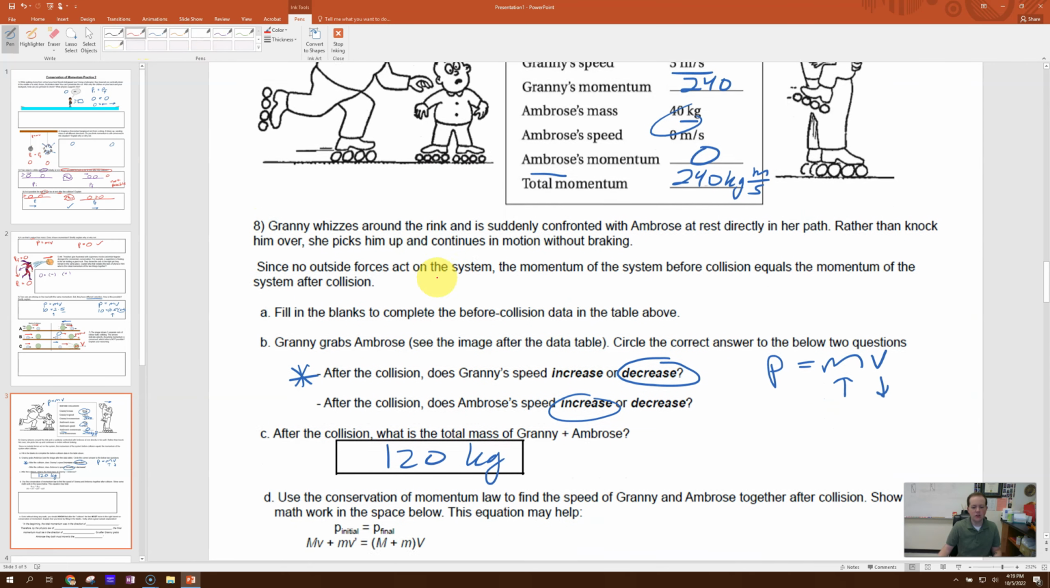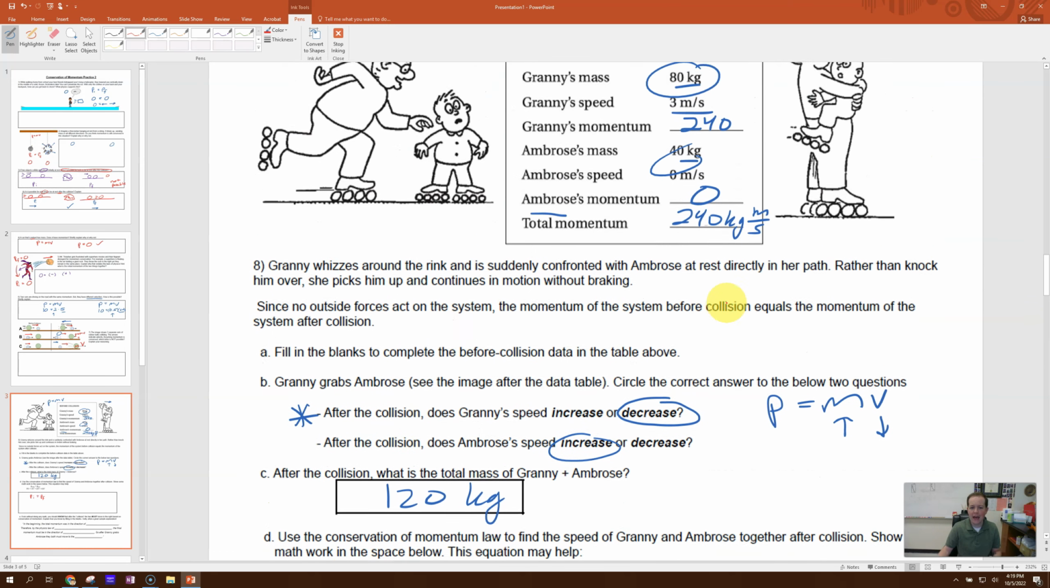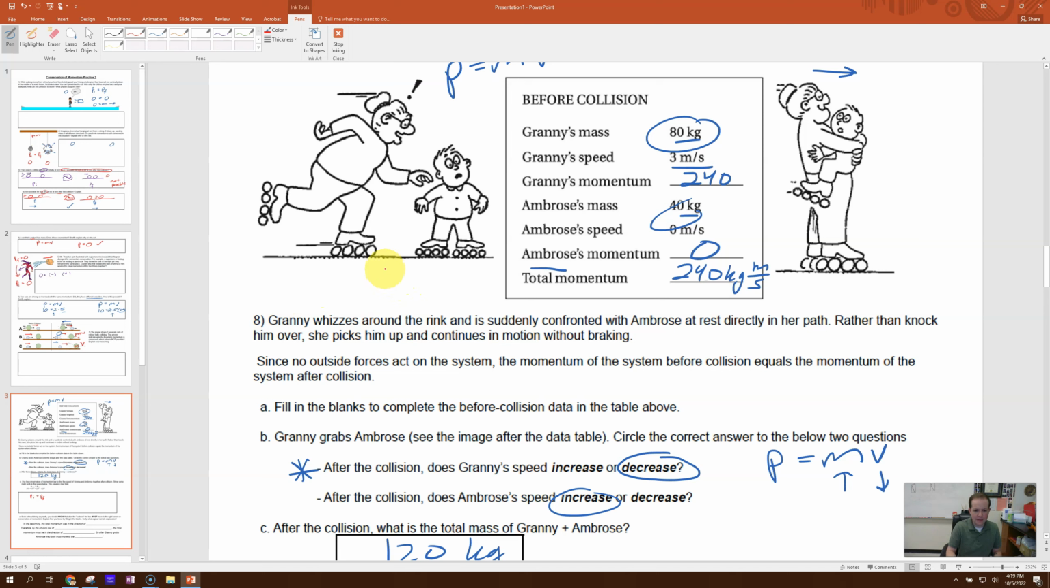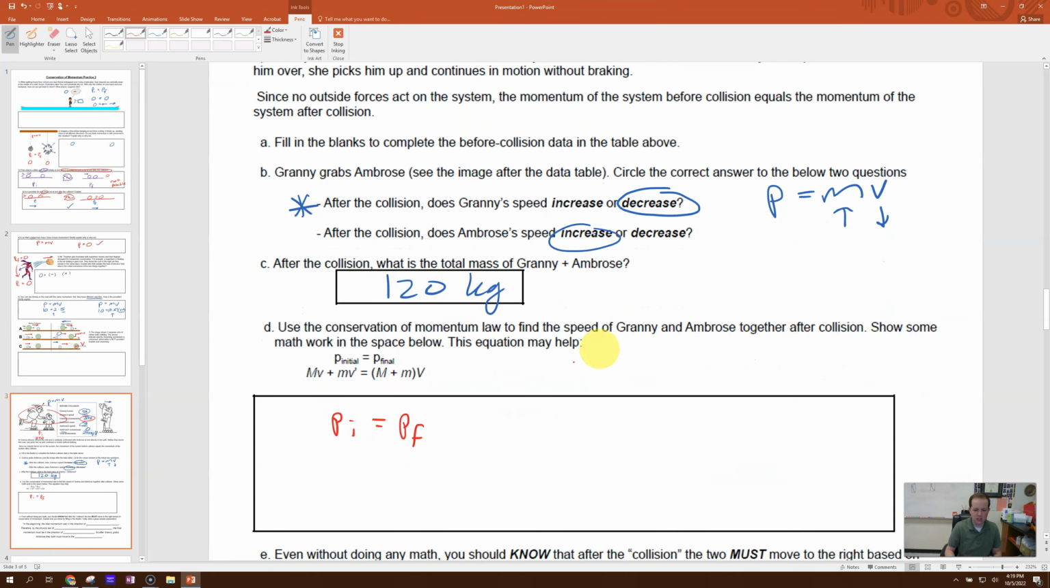Now for letter D, use conservation of momentum to find the speed of Granny and Ambrose after the collision. This is going back to some of those tougher math problems. Show some math work. So let's use conservation of momentum. The momentum in the beginning is the momentum in the end. In the beginning, who had momentum? It was just Granny. This is the momentum in the beginning, and it was only Granny. What was Granny's momentum? Oh, it's 240. So the momentum in the beginning must just be Granny's, because Ambrose wasn't moving.